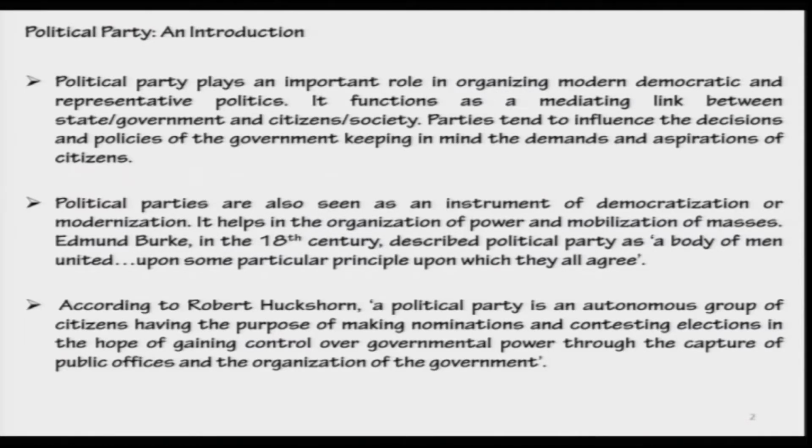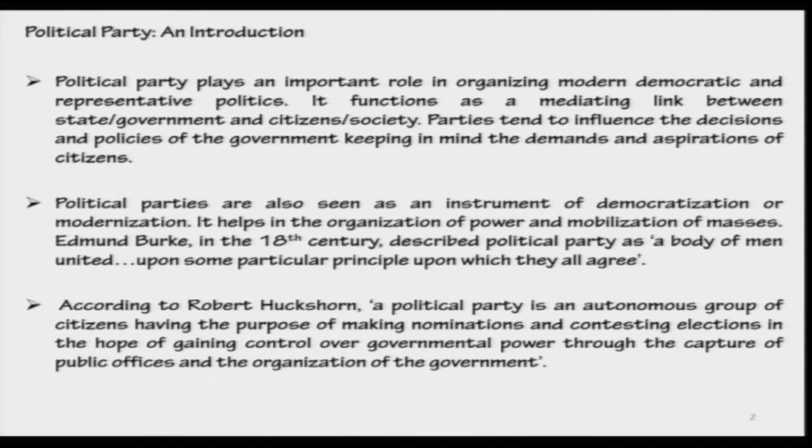Now, to understand political parties, we need to understand that they play a very significant role in organizing modern democracy and representative politics. In modern times, one cannot think of a democracy or competitive politics without the existence of political parties. Parties function as a mediating link between the state and government on the one hand and citizens and society on the other. You can see a party as a link between the policies and programs of the government and the demands and aspirations of the people and society.